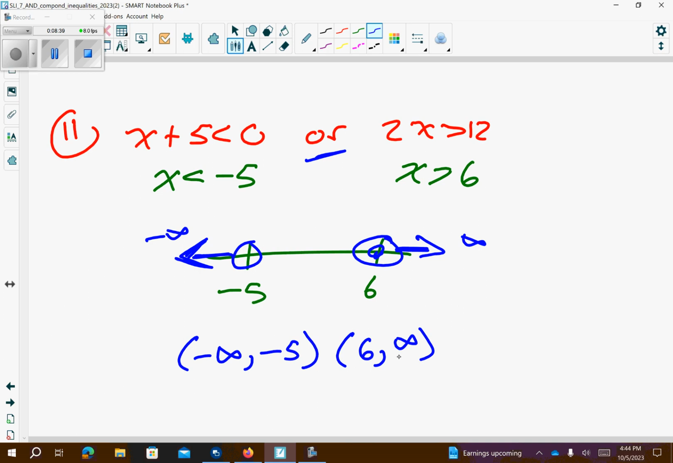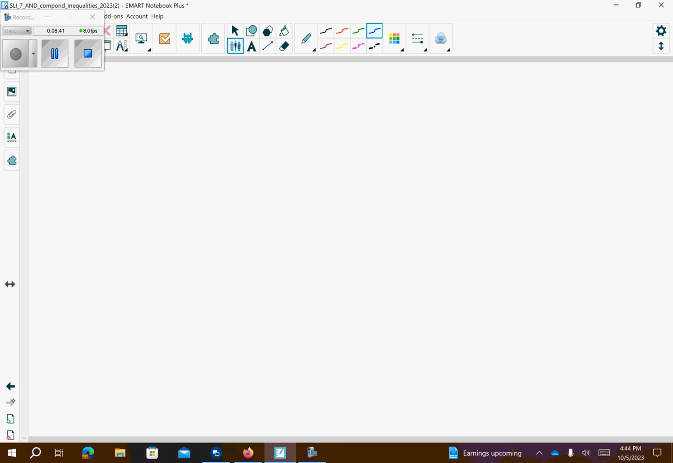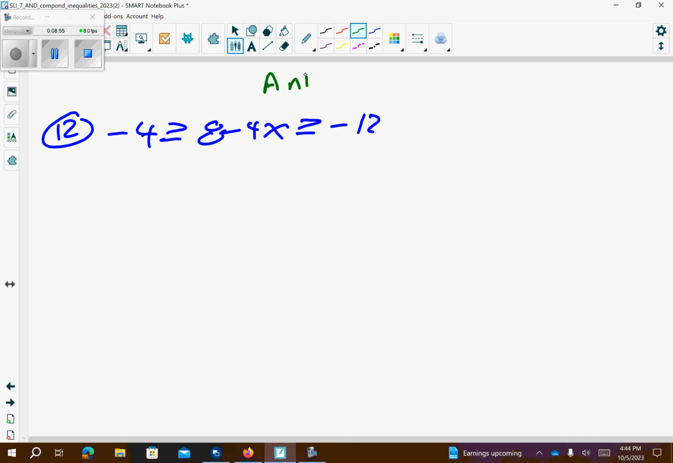Go ahead and turn the page. Number 12. We have -4x is greater than or equal to -12. Okay, this is an and problem because it's put all together. We don't see the word or. I'm going to break this into 2 problems.